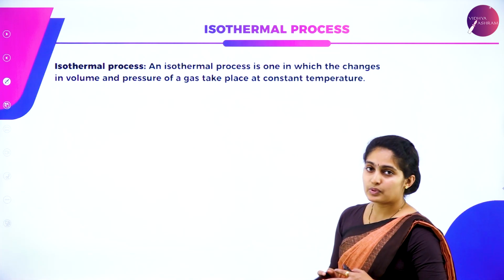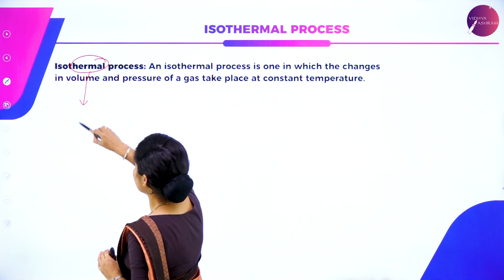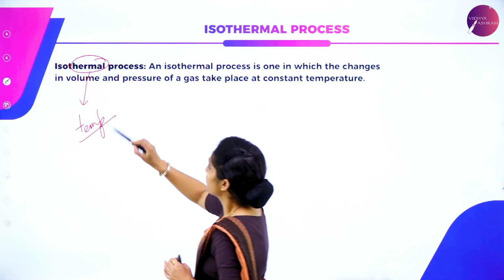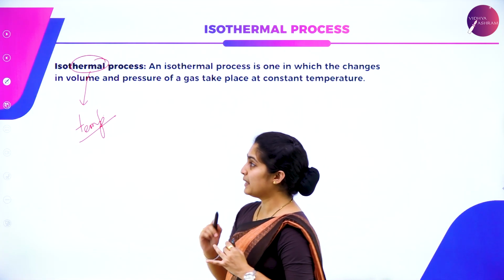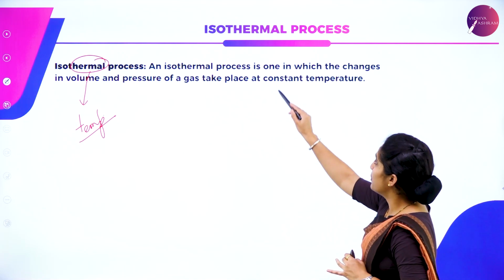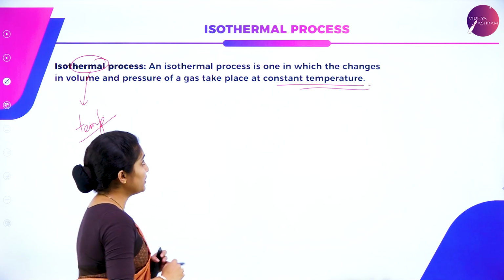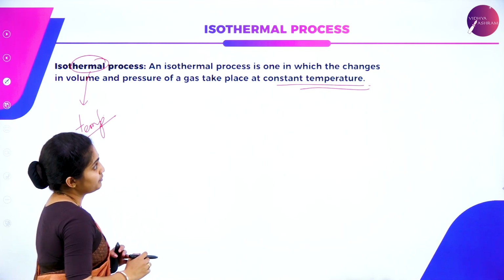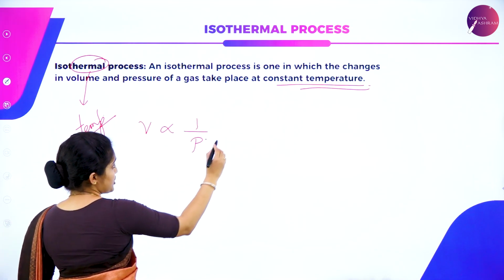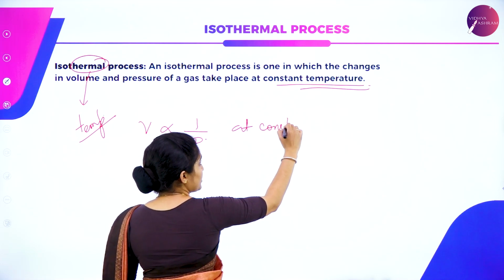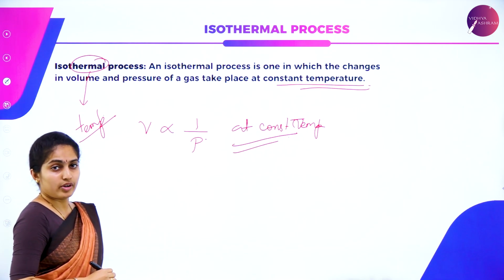Next is the isothermal process. Isothermal means isolated temperature. The temperature is said to be constant. So the isothermal process is a process in which changes in volume and pressure of the gas take place at constant temperature. The isothermal process can be stated as V is inversely proportional to the pressure at constant temperature, which means it's the same as your Boyle's law.